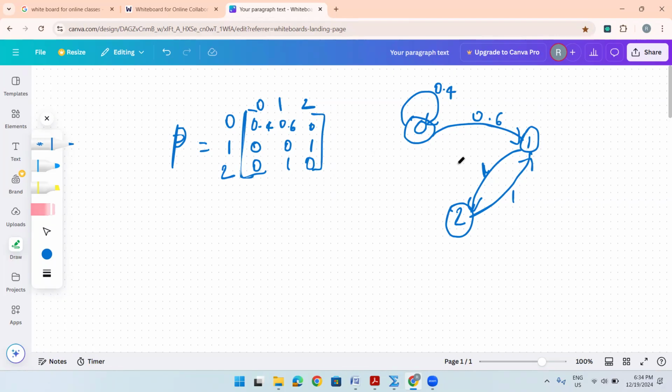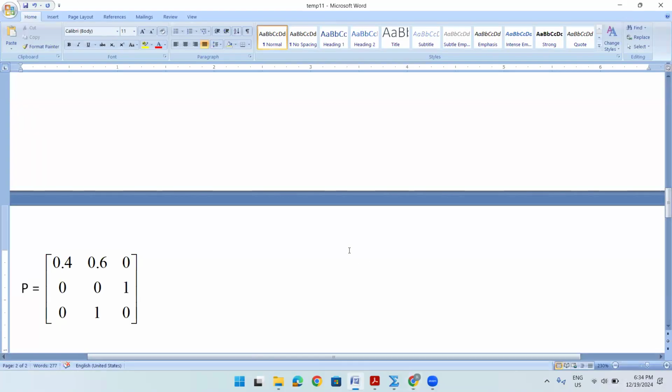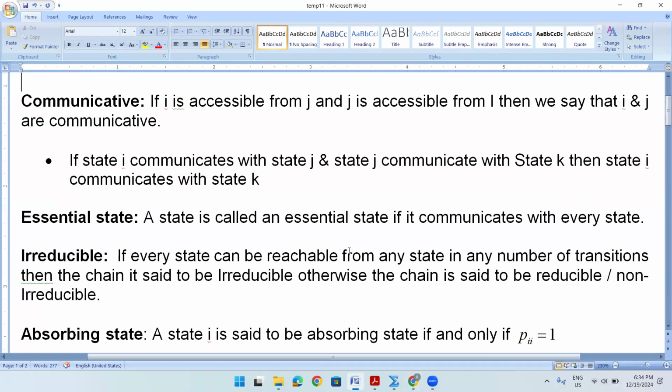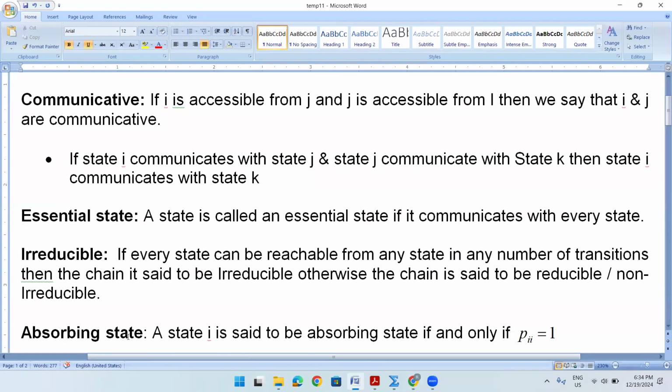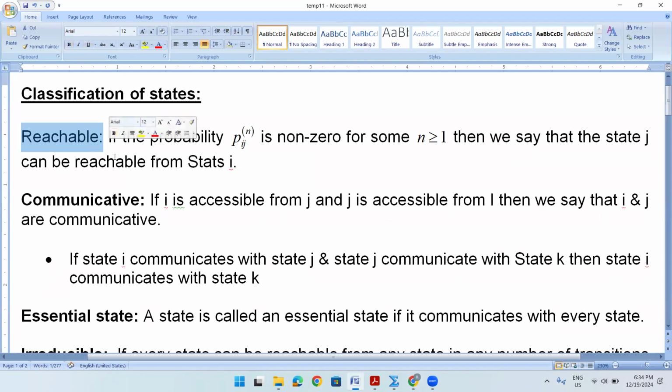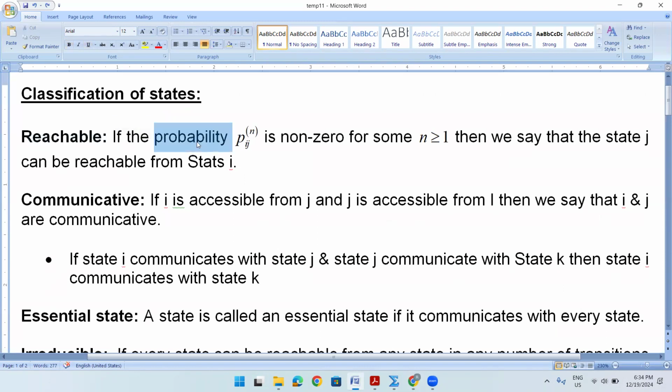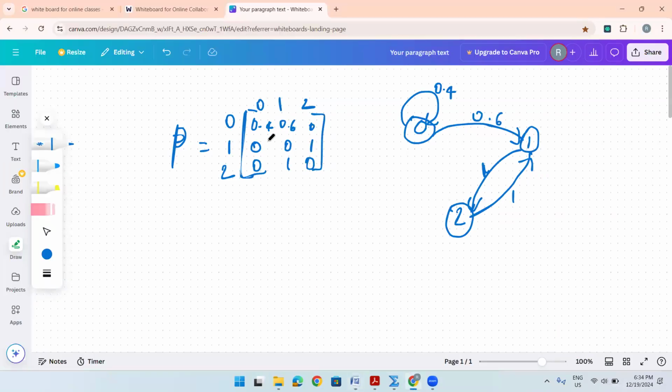Next, now I'll explain all the classification of states. What types of states are there? Many types of states are there. The first one is reachable. Here, what is Pij in this case? This is P11, P12, P13, P21, P22. Otherwise, we can write small p, 01. What is P01? 0 to 1. This is the probability, which is nothing but 0.6. Pij: i is the state on the left-hand side, j is the state on the top.